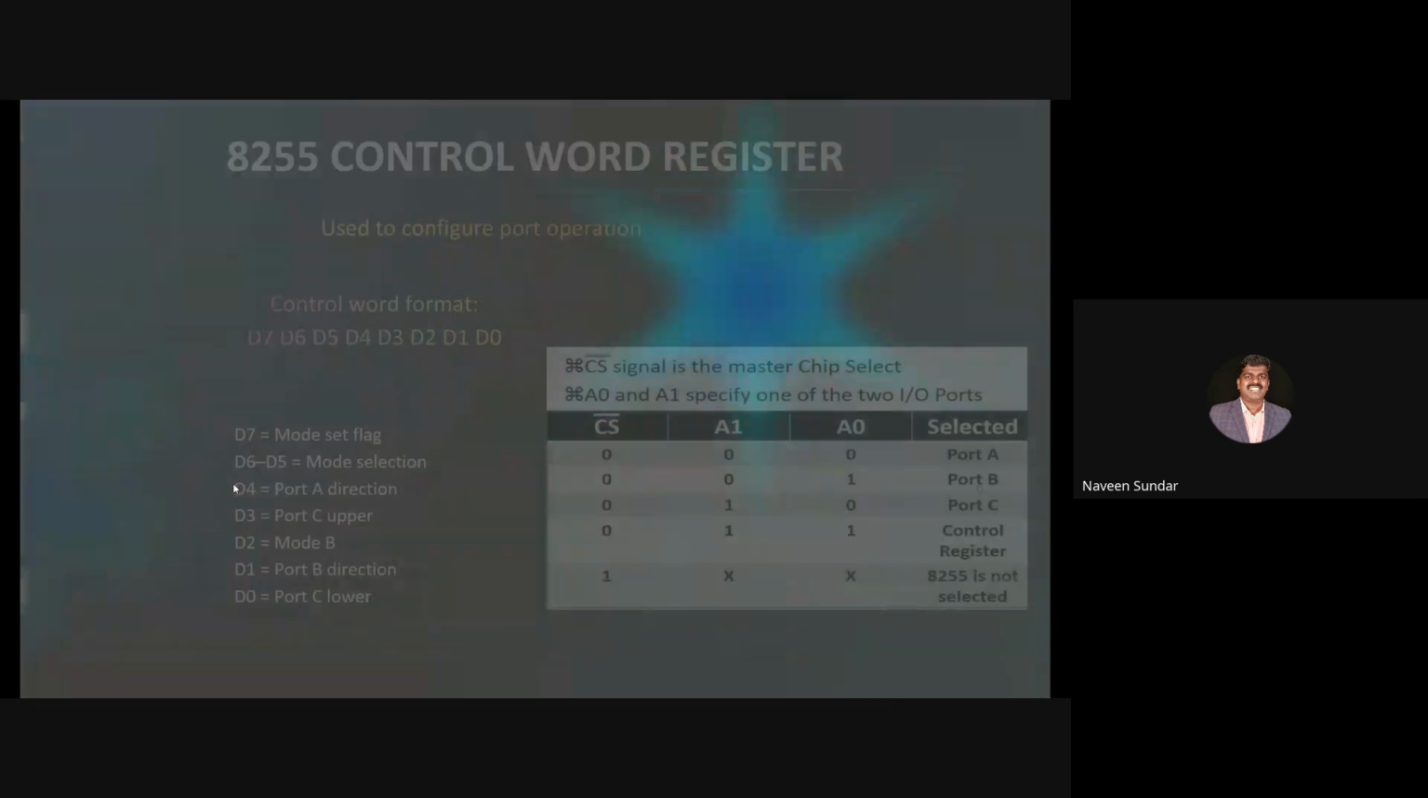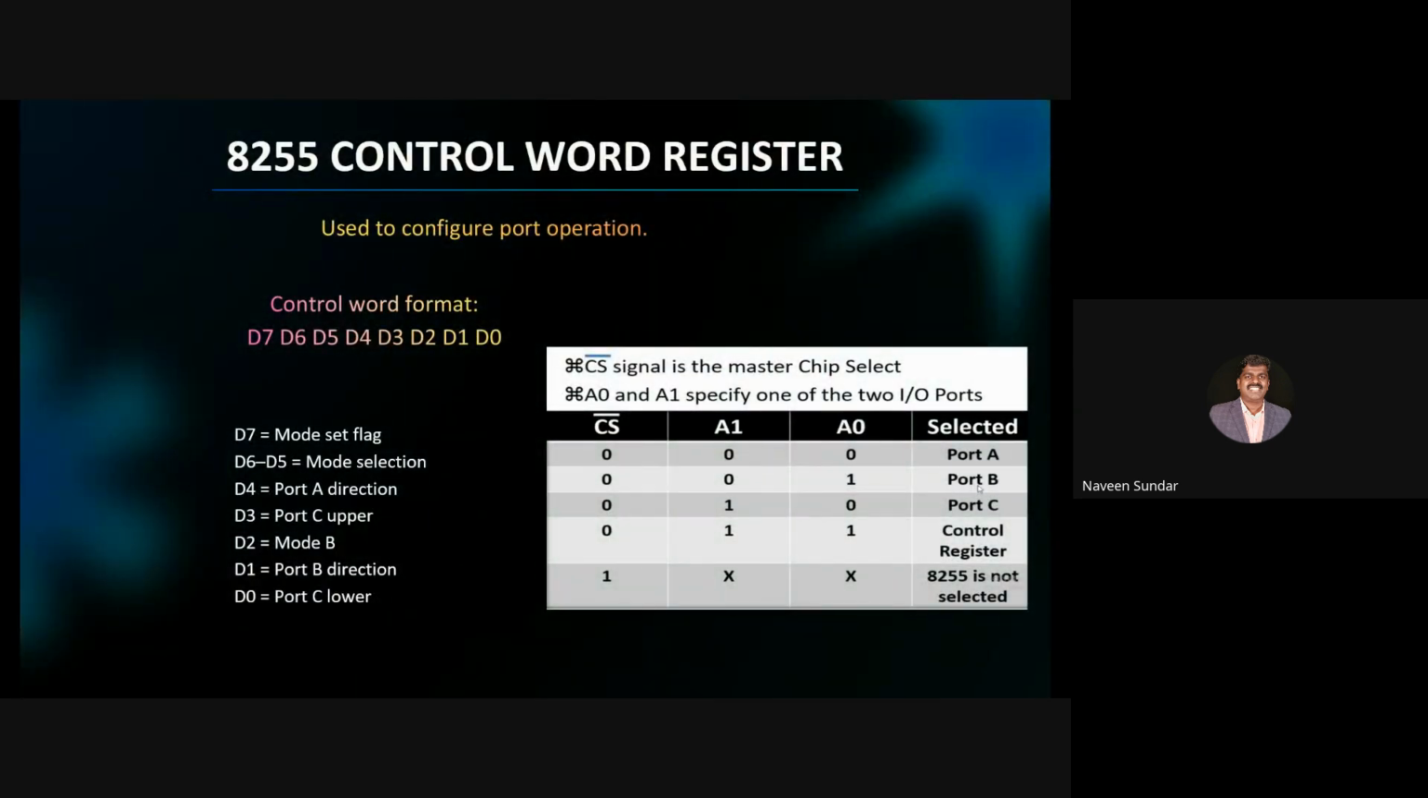So this is how we have used the 8255, and also how the port will be selected. We should be very clear about chip select, which we write with a bar. Automatically the chip select is activated when it is low. When the value is high, it is inactive.